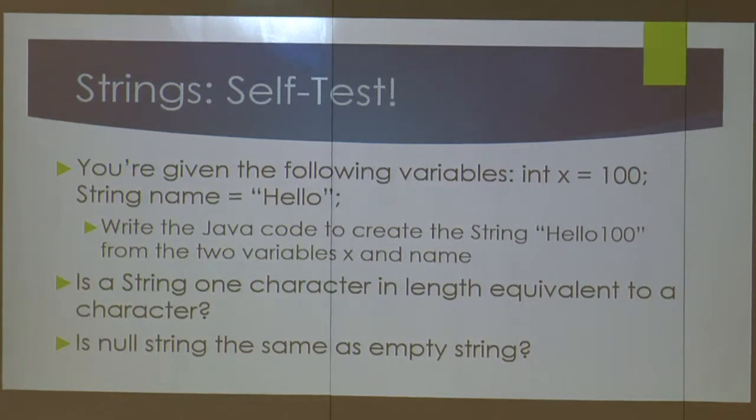So now, using what we just went over, I can give you guys a little self-test. So let's say you were given two different variables. So you're given int x equals 100 and string name equals hello. So I want you guys to think about how you'd write the code to create the string hello 100 from these two variables. And then I want you to also think about, is a string that's one character in length equivalent to a character? So if we just had like string x equals a, would that be equivalent to char x equals a? And then also think about, is the null string the same as the empty string?